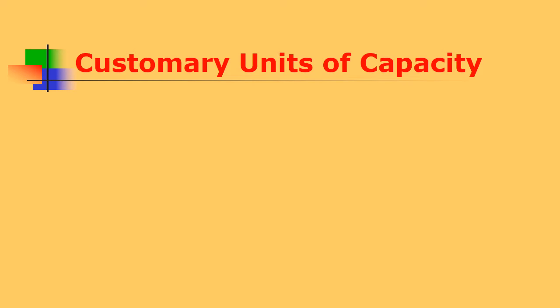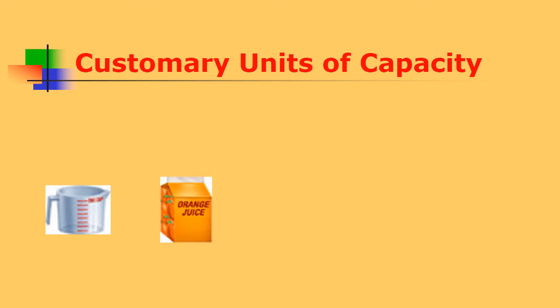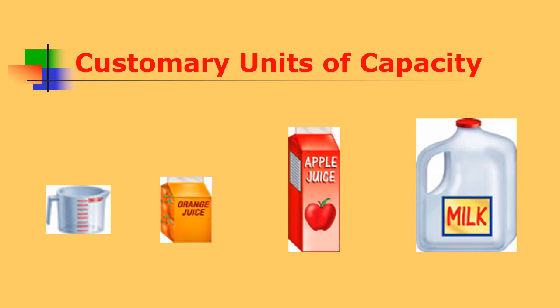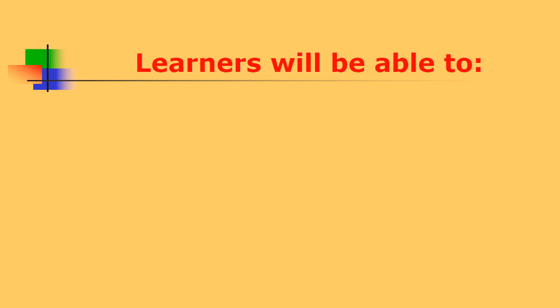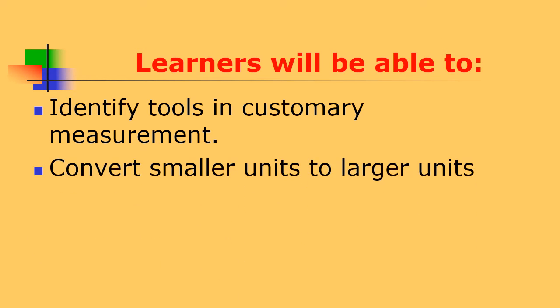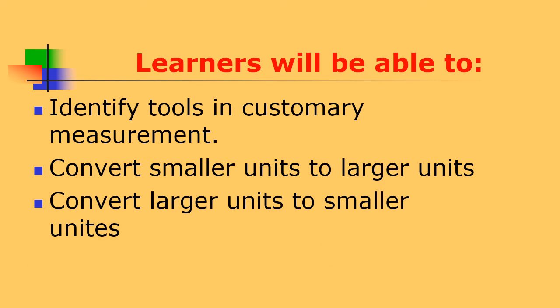Customary units of capacity. You have cups, that's the smallest, pint, that is the second, quart, that is the third size, and gallon, that is the largest. So we are going to learn the measurements in each of these. You will be able to identify customary tools in measurement. You're going to convert smaller units to larger units. You're going to convert larger units to smaller units.